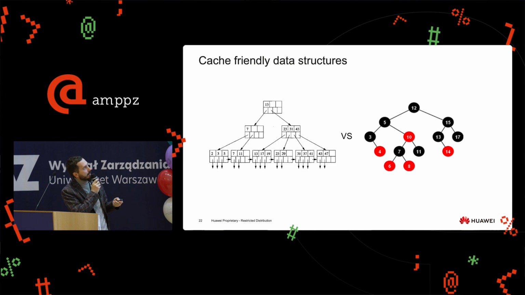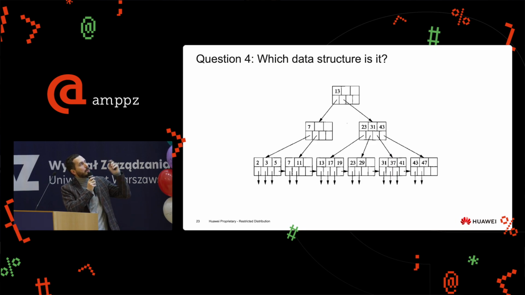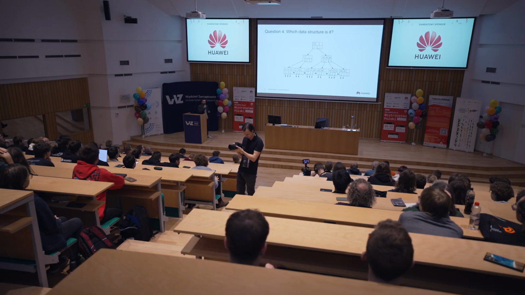And here we go to the next question. Do you know which data structure it actually is? B tree. Not exactly. B plus tree. And how do you know it's a B plus tree? Because the leaves are connected like a linked list, right? That's something that we can use to identify the structure.